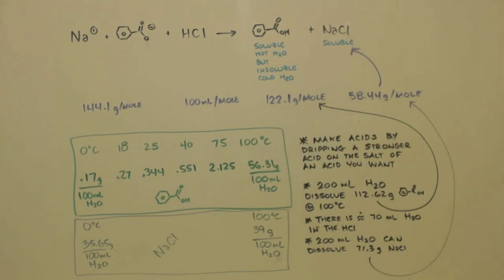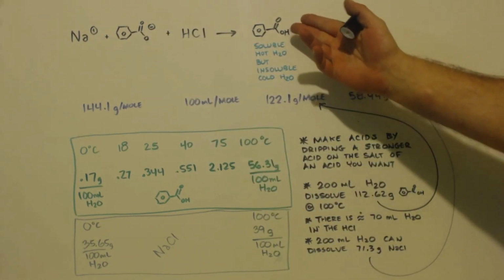We'll see. Keep in mind, how do you make an acid? Like, how do you make acetic acid? You get the salt of acetic acid and you drip a stronger acid onto it, like sulfuric acid. How do you make nitric acid? You get the salt of that nitric acid, like potassium nitrate, and you drip a stronger acid on it, like sulfuric acid. Now, how do you make benzoic acid? You get the sodium salt of that benzoic acid and you drip a stronger acid on it, and that's what we're doing. The only difference is this is a solid.